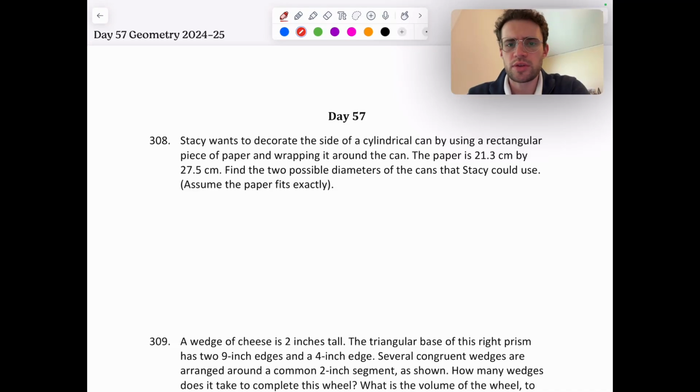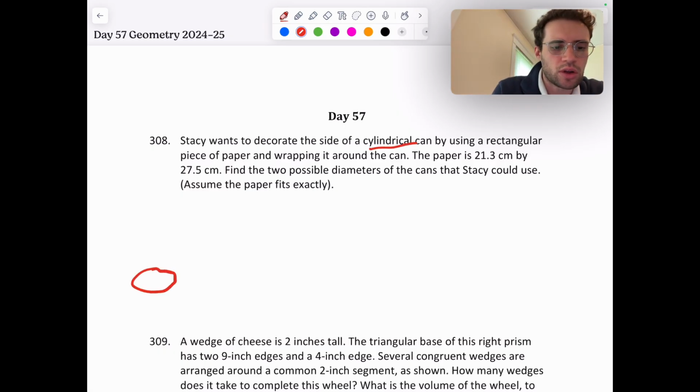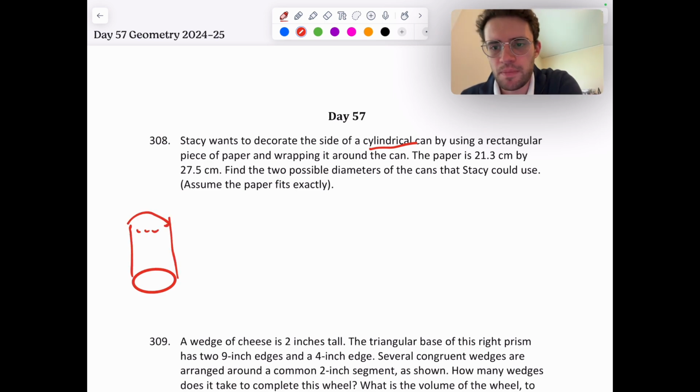All right, so here we're going to go through day 57. So let's start with problem 308. And it says Stacy wants to decorate the side of a cylindrical can. So a cylindrical can is a cylinder. That's a circular base, and then extend it up, similar to a prism. And look something like that.